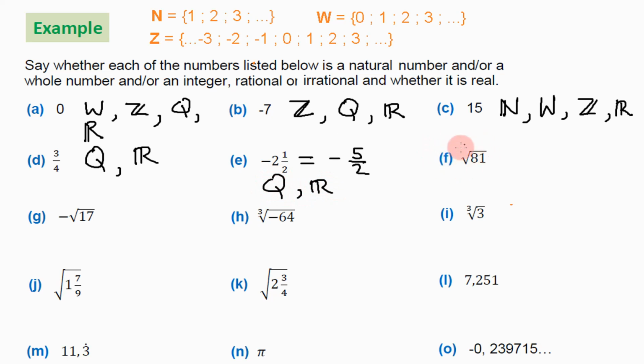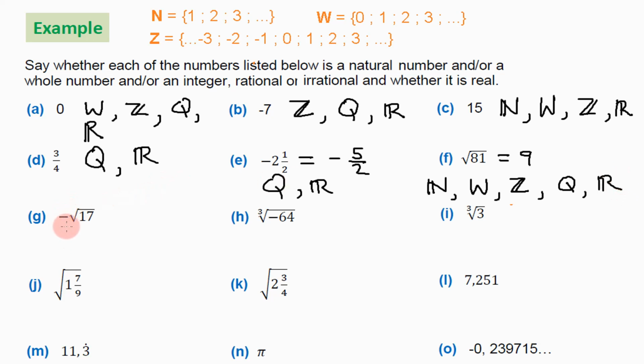Here we have the square root of 81. We know that this is 9. It's a square root of a perfect square. And 9, of course, is a natural number. It's a whole number. It's an integer. And remember that all integers are rational numbers as well, because we can write them as fractions. So it's also rational and real.